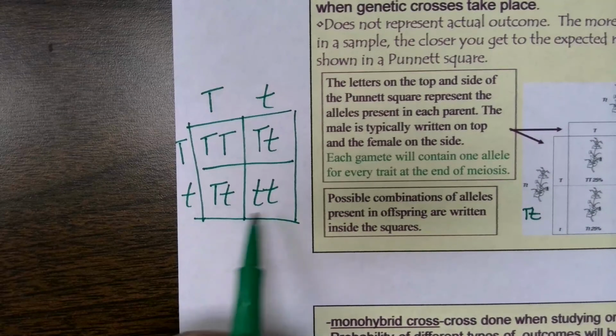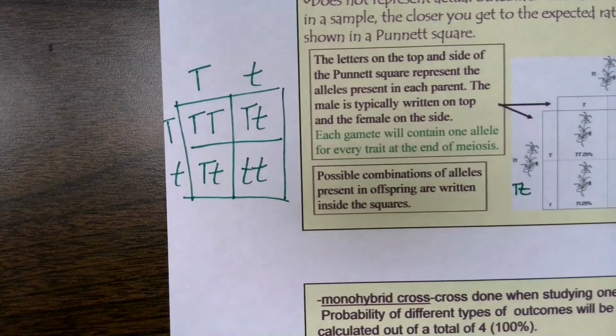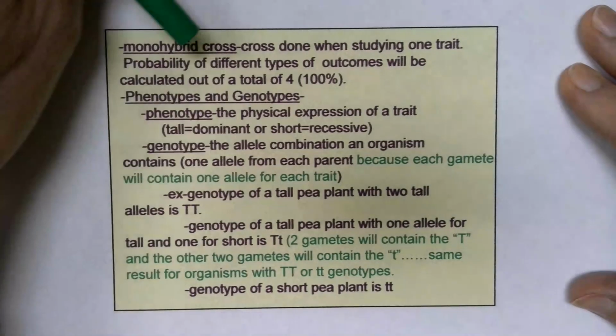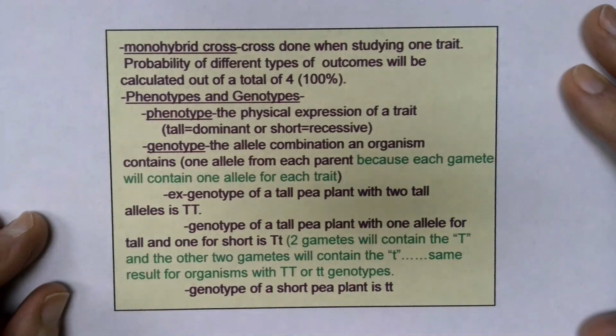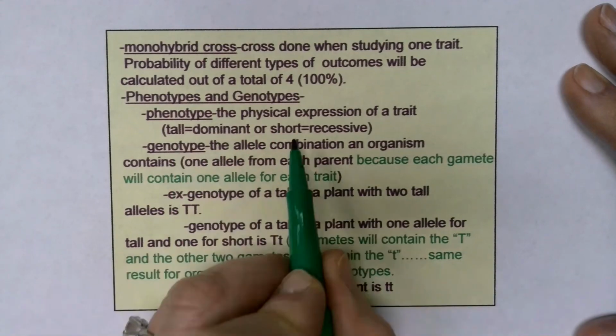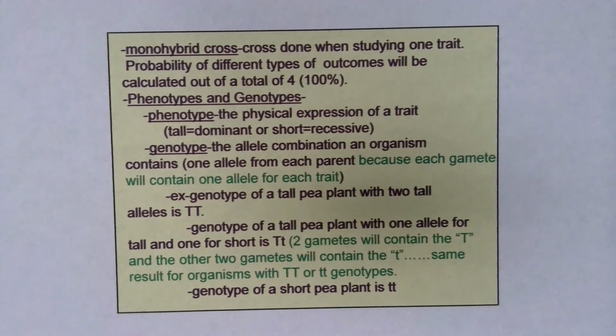So the allele combinations in the offspring are on the inside. Those allele combinations are called genotypes, and then the physical expression is called the phenotype. So phenotype, physical, that's tall versus short. Then the genotype is the allele combination of an organism, where we're going to get one allele from the female parent and one allele from the male parent.